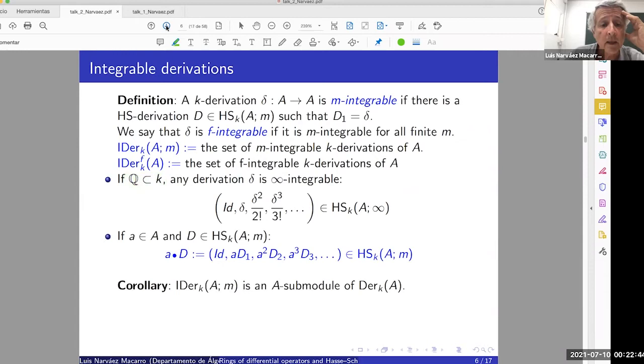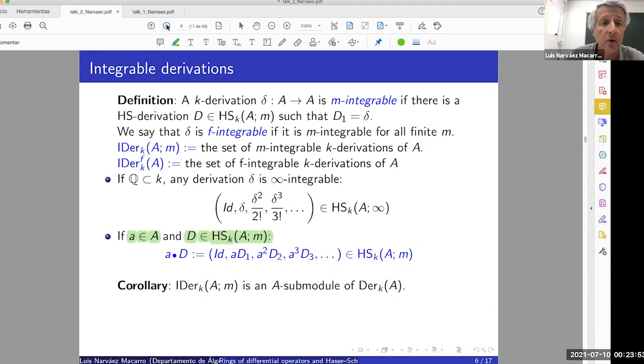There is another thing that is interesting. If you take an element a in A and you take a Hasse-Schmidt derivation, you can produce a new Hasse-Schmidt derivation in that way. But you need to put a squared, a cubed. You have to preserve the homogeneity in some way. Okay. And you can see this operation perhaps more easily if you understand a Hasse-Schmidt derivation as a power series, because in that way, what you are doing is replacing the variable t by a times t. Okay, so it is perhaps easier to understand this formula. And by using this fact, an exercise, actually, this is an exercise in the book of Matsumura, the M-integrable derivations form a module, a submodule of derivations.